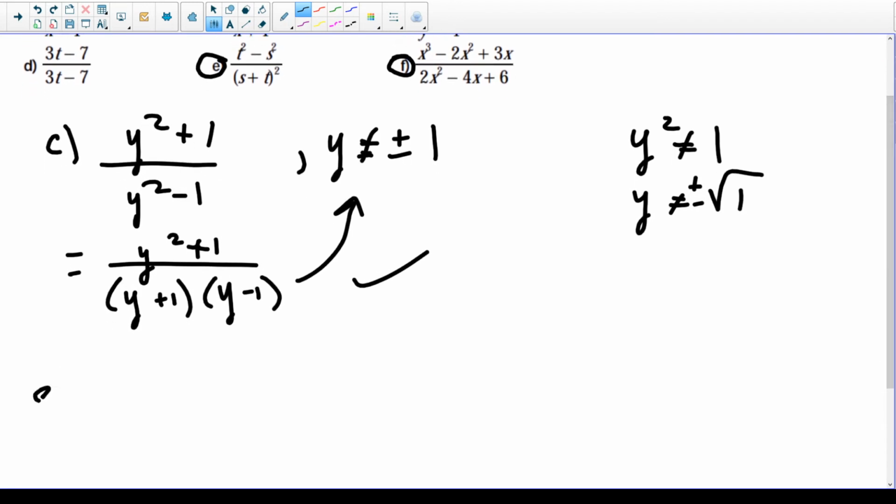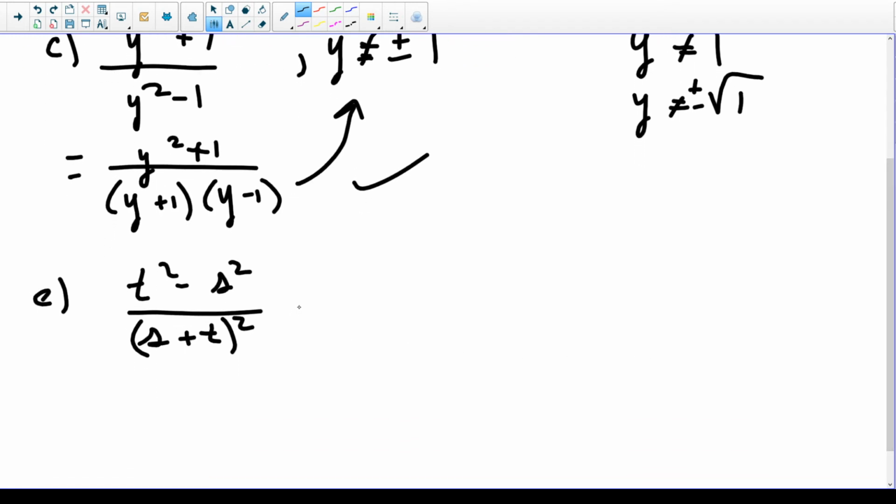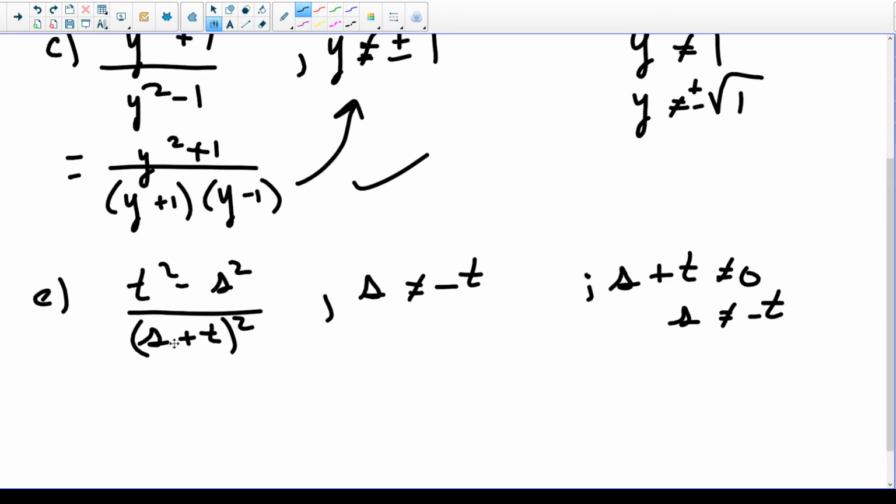So for E, we have t squared minus s squared over s plus t all squared. What would our restriction be? Well, our restriction would be that s cannot equal negative t. Now how did I figure that out? If I take s plus t can't equal 0 and isolate s, the t comes over to the other side and becomes a negative t. So the only thing that would make the denominator 0 is if we substituted negative t in for s.